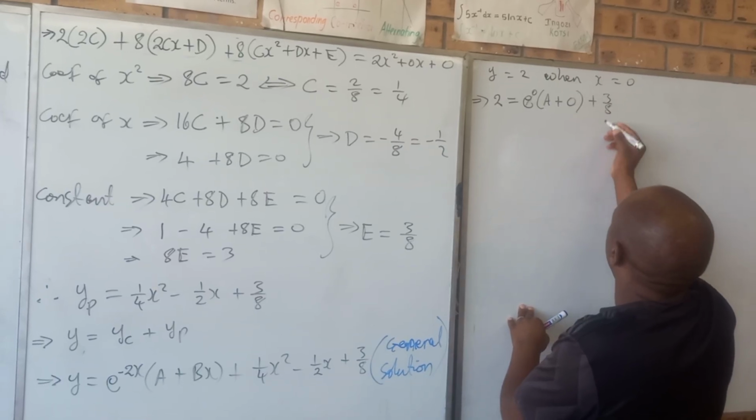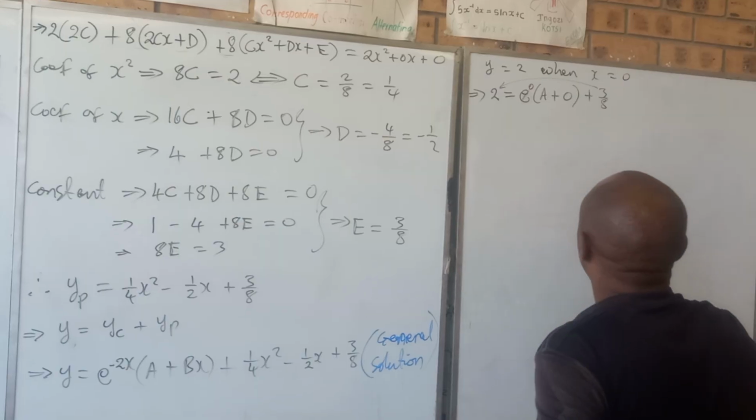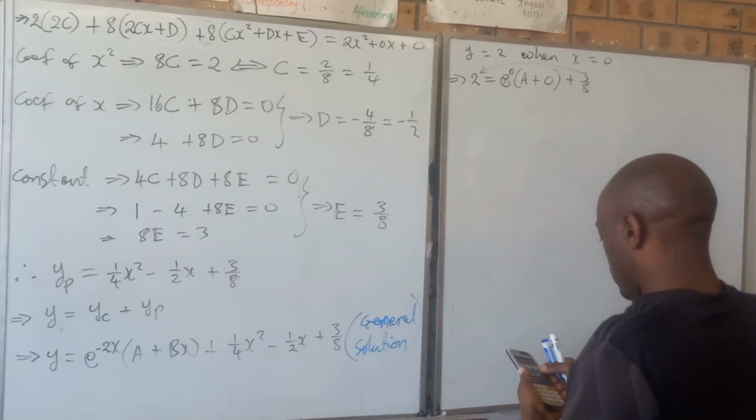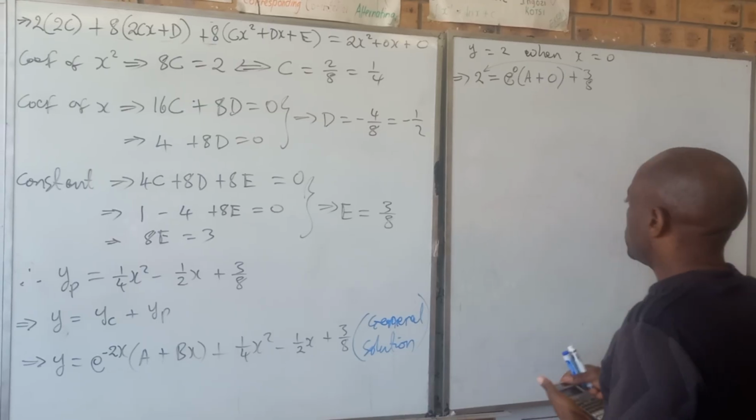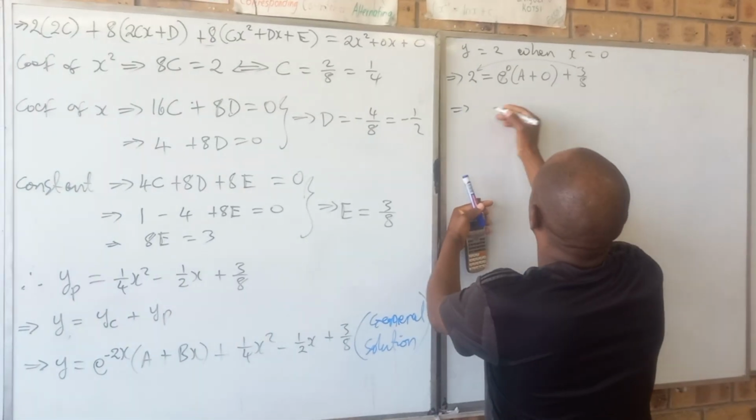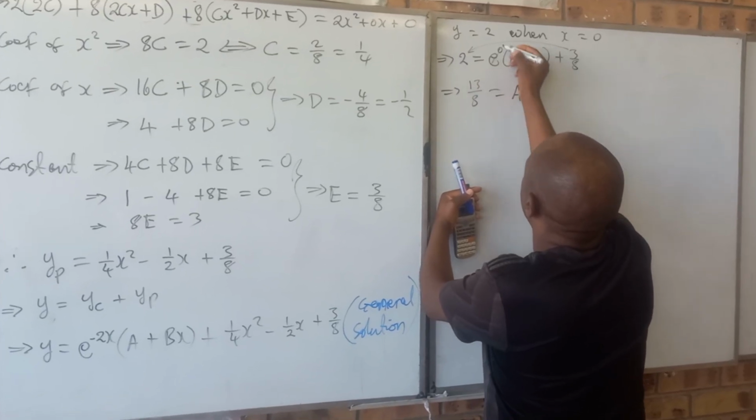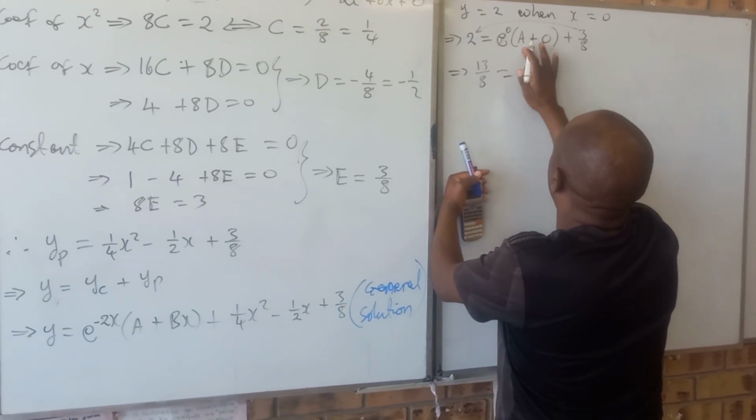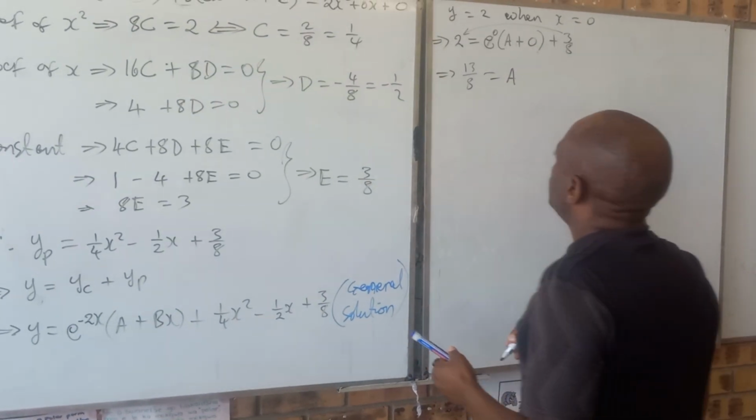So this shows to us that 3 over 8 plus A is equal to 2. So if we cross this over, we're getting 2 minus 3 over 8. That gives us 13 over 8. So we'll see that 13 over 8 is equal to A, because e to the power 0 is 1, 1 times A plus 0 is A, so we are now having A.